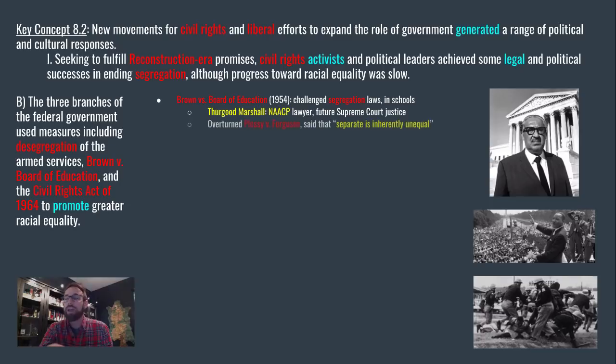Okay, now, this is one of the few Supreme Court cases you need to know by name. Okay, it's one of the 3 mentioned in the curriculum, and one of the reasons it's so important is it overturned Plessy versus Ferguson. Plessy versus Ferguson said separate but equal is constitutional. Brown versus Board of Education took a play on those words, and in the majority opinion, it said that separate is inherently unequal.